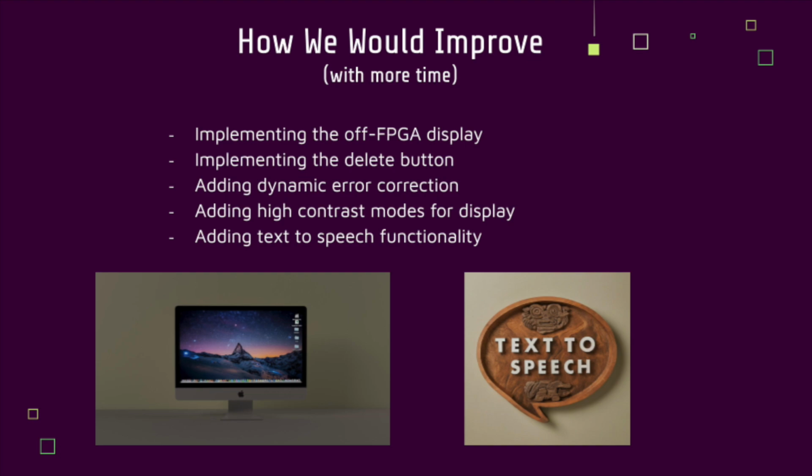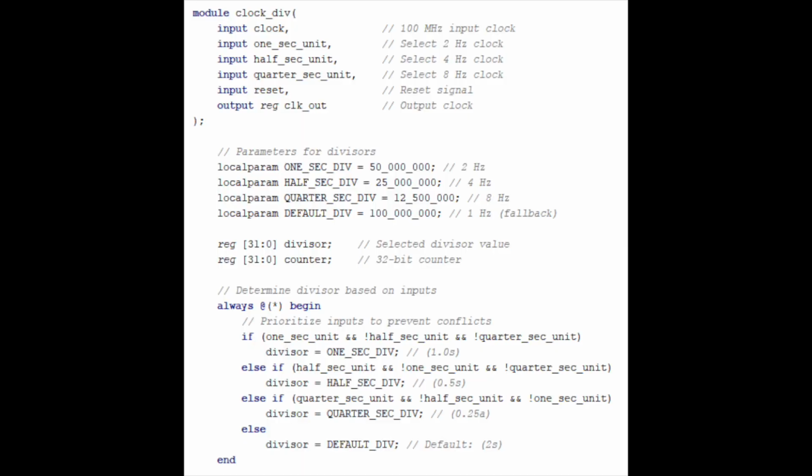would be implementing an on-device LCD display, adding text-to-speech that reads aloud each letter as it is typed, and implementing the planned delete button. The clock divider module is standard. To implement the manual unit time changes, the module requires 3 inputs: 1-second unit, half-second unit, quarter-second unit. These are connected to our 3 switches.